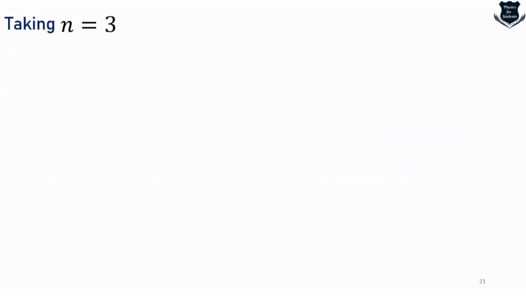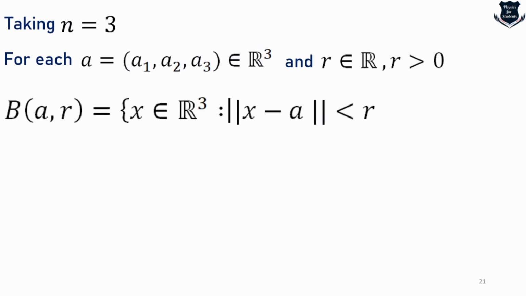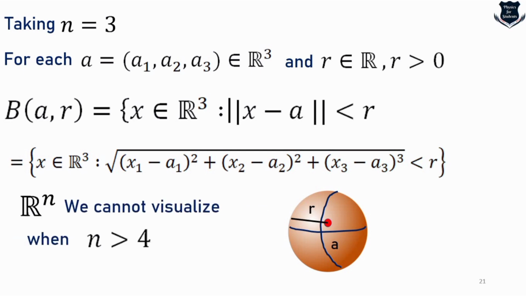We take it further, and what we get is n equals 3, and when we calculate it, we get this. Now we get a kind of sphere shape. The open ball, the interior of a sphere, doesn't contain points on its surface. Remember, the center is a1, a2 and a3.